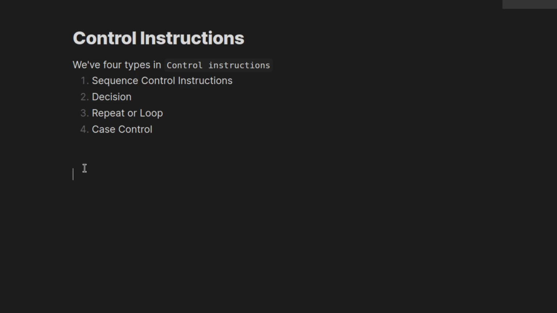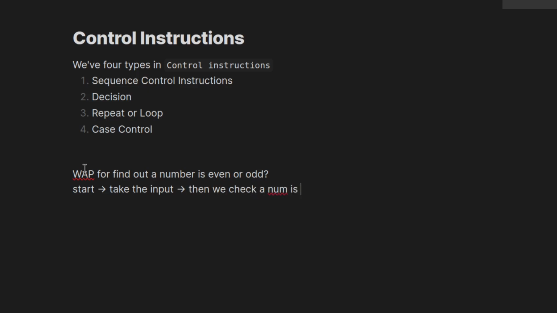How to write a program to find out whether a number is even or odd? Okay, so how do we find out? We first start the algorithm. Then after that, we take the input from a user. Then we check whether the number is even or odd.